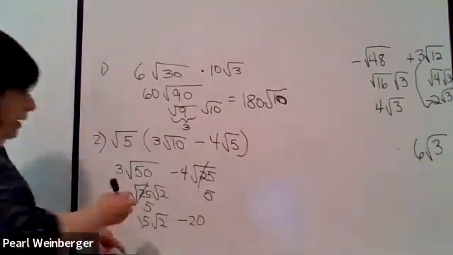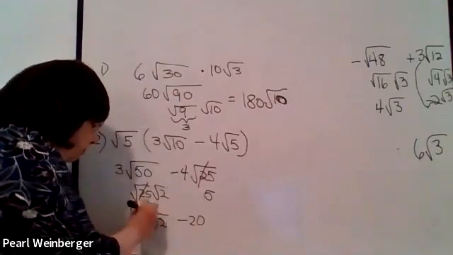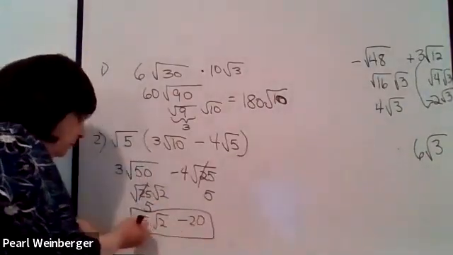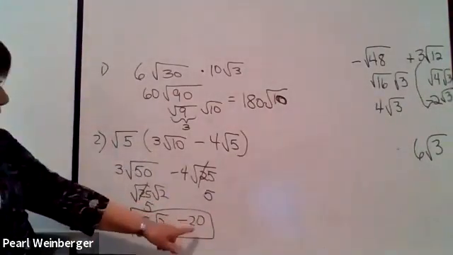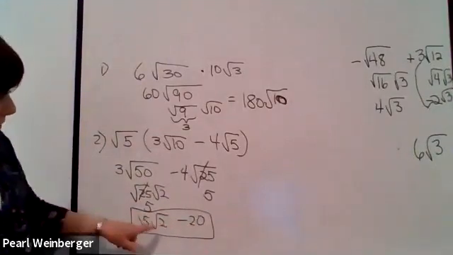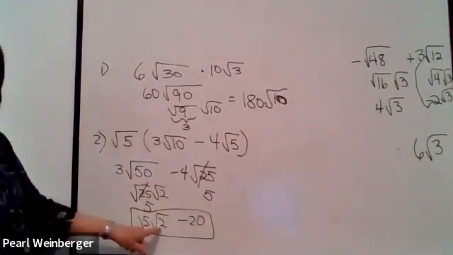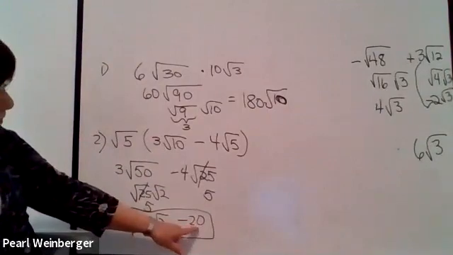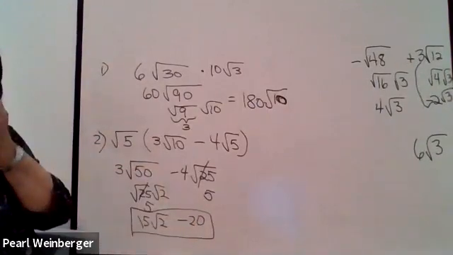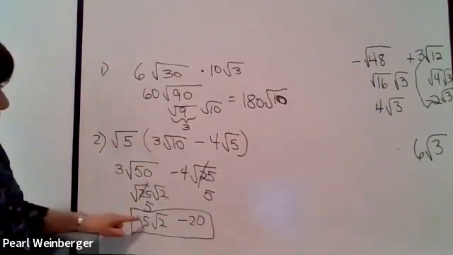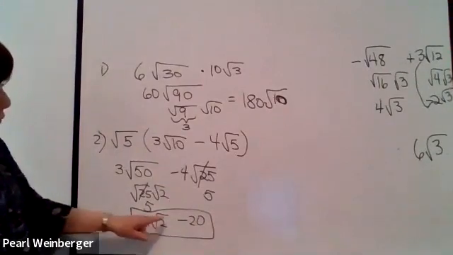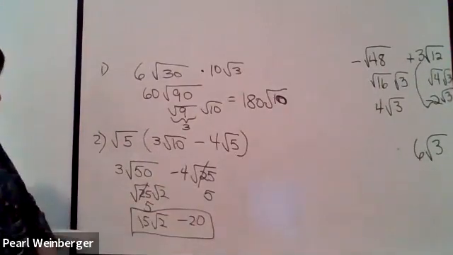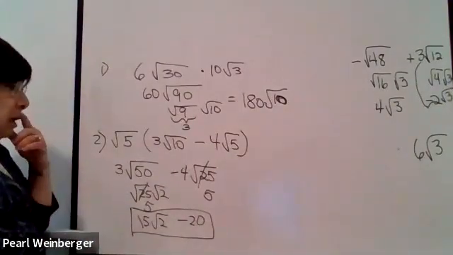Now, don't try and combine these any further because these are not like radicals. This has a radical 2 next to it. It's like having an x next to it, and this is like a number that doesn't have any x at all. This is your answer, 15 radical 2 minus 20. And that's as simple as your answer is going to get.